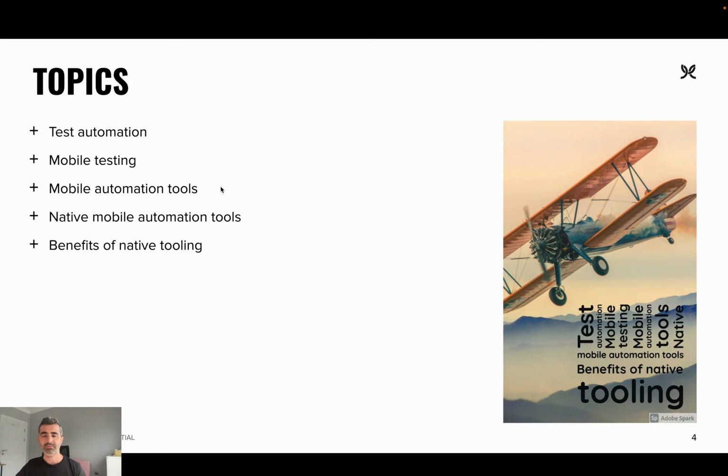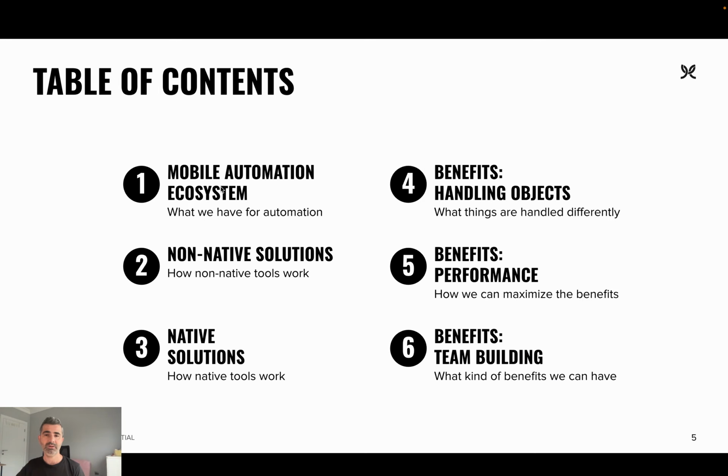And these are the topics. I'll talk mostly about test automation and mobile testing, but I will also define the mobile testing toolings, native and non-native toolings, and also the benefits of native toolings. And this is the agenda. In the first part, I will mostly define the mobile ecosystem, the mobile automation ecosystem, and then native and non-native solutions. And in the second part, I'll talk about the benefits. Those are handling the objects, performance, and team building.